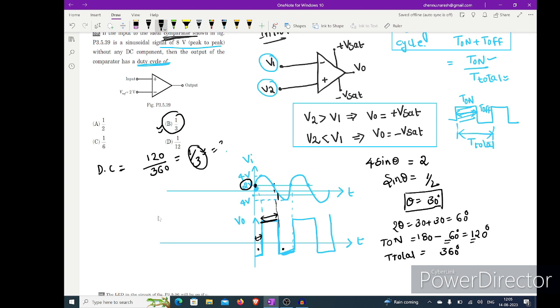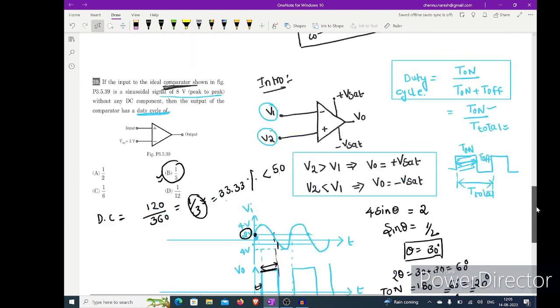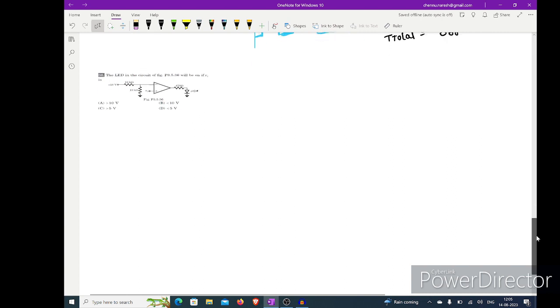This corresponds to 33.33%, meaning less than 50% duty cycle. So this is all about the open-loop configuration of the OPAMP circuits. So we will move on to the next question.